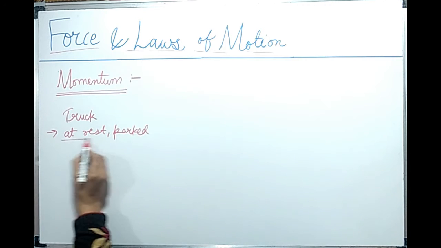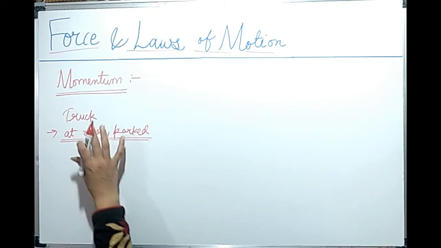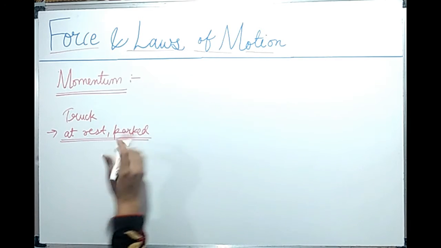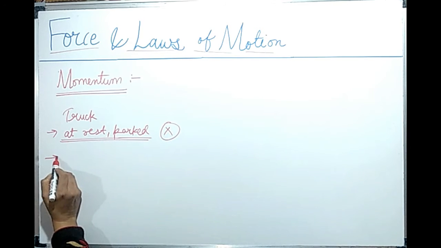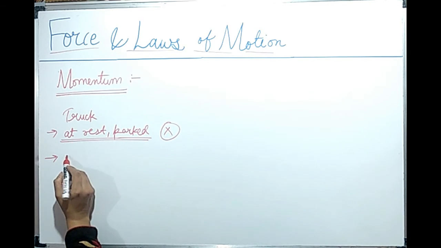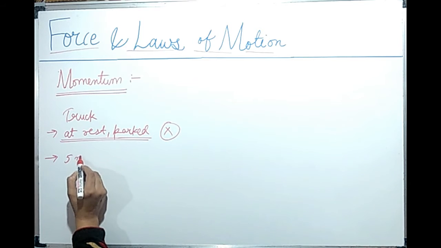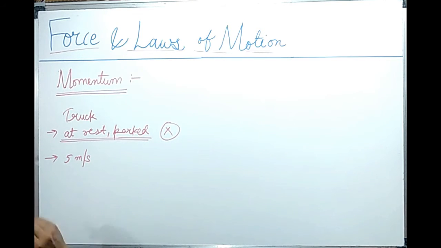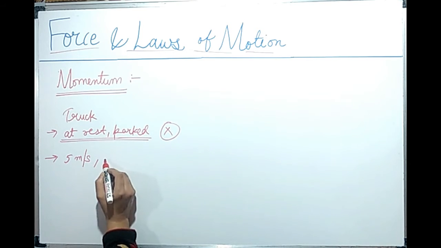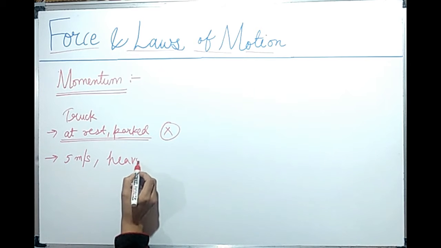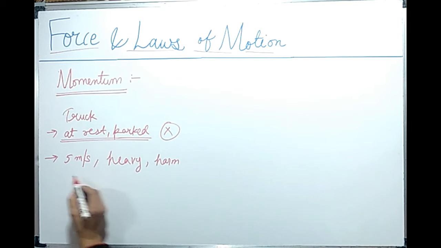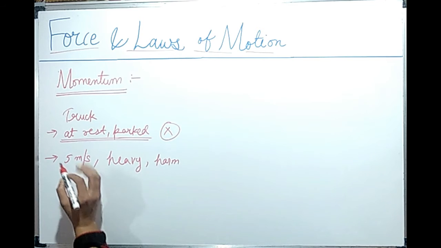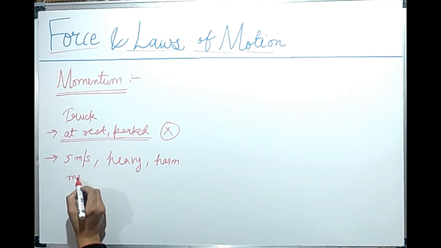So it is not going to harm any person. It is at rest, still parked along the roadside. It is not going to harm any person. But let's consider the case that the truck is moving with a very little velocity of 5 meter per second. Then the truck being too heavy, it is going to harm a person. It may kill a person who is coming in the path of the truck.